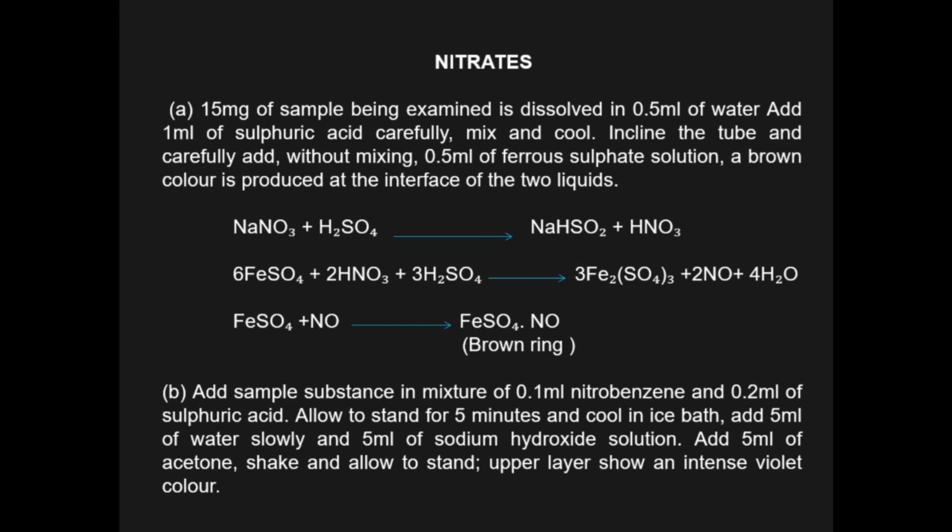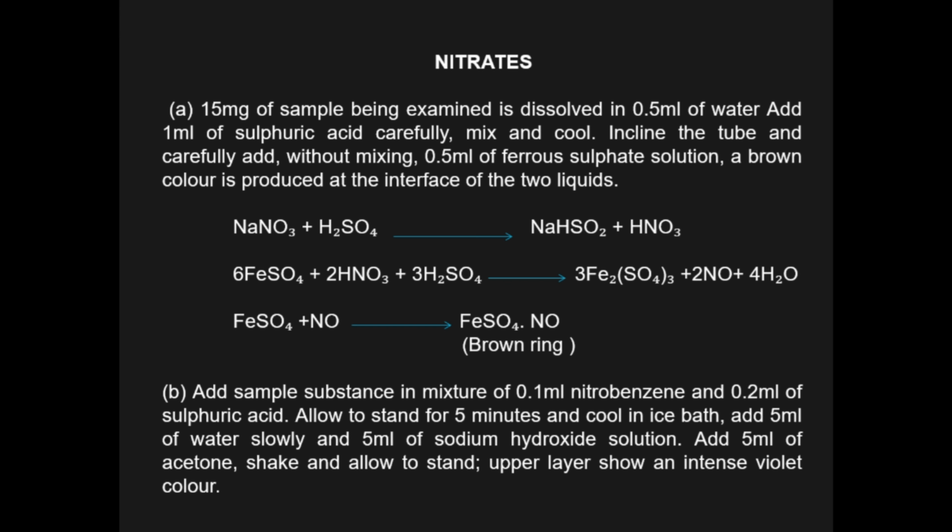The first method for its identification is here under. 15 mg of the sample being examined is dissolved in 0.5 ml of water. Add 1 ml of sulfuric acid carefully. Mix and cool. Incline the tube and carefully add, without mixing, 0.5 ml of ferrous sulfate solution. A brown color is produced at the interface of the two liquids.